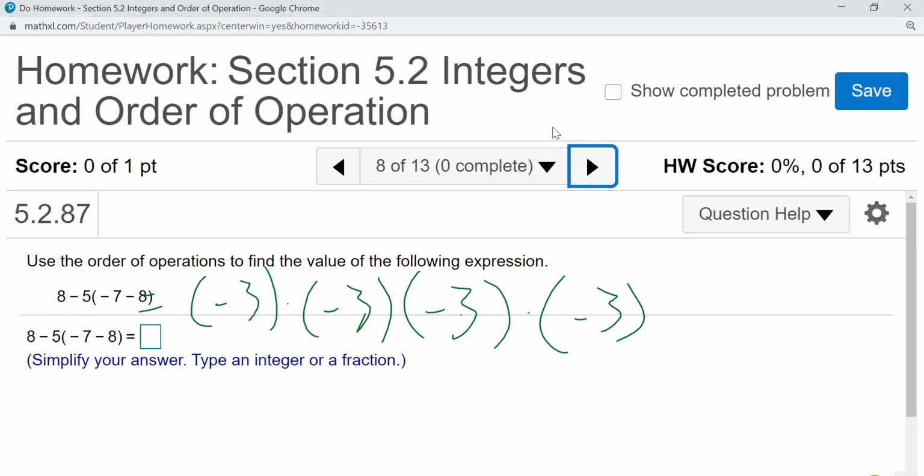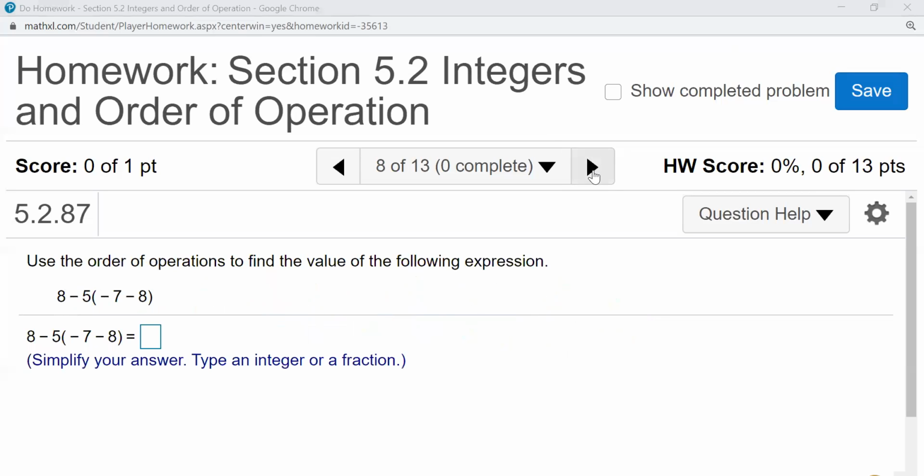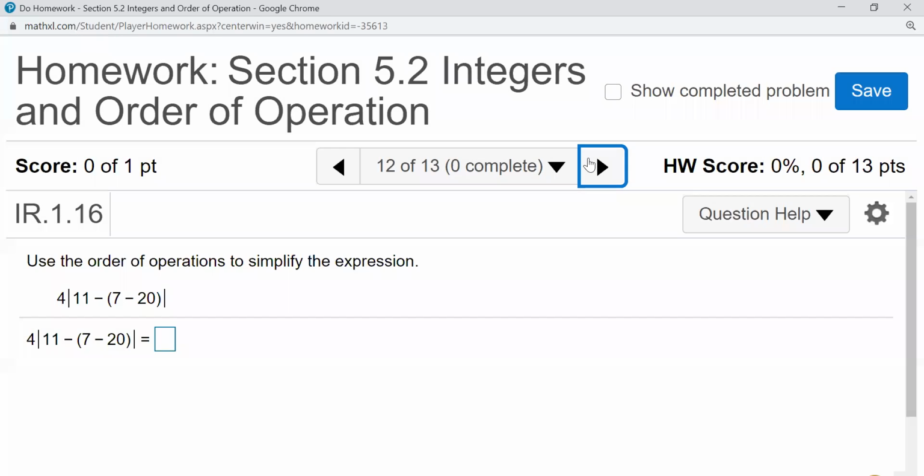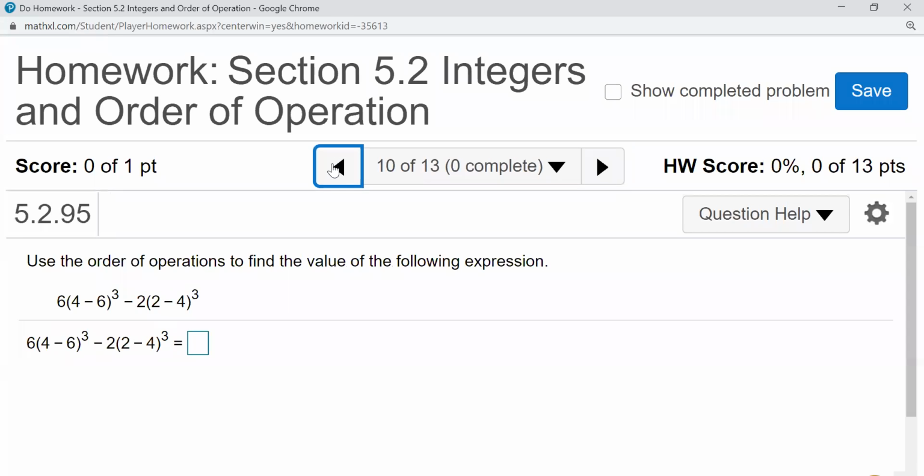Now let's find something good. A nice, good order of operations that's getting there. We're almost there. Something like that. Absolute value. Let's work this one.